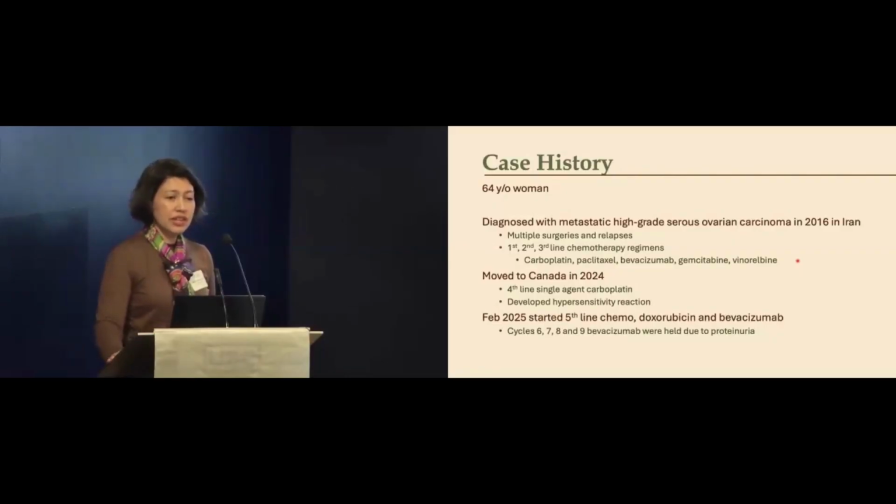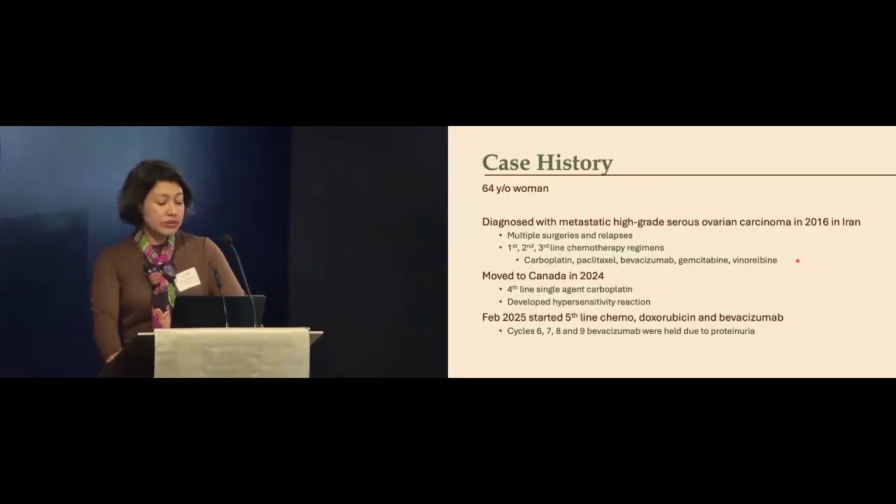But unfortunately, that had to be discontinued due to a hypersensitivity reaction. So in February of this year, she started 5th line chemotherapy that included doxorubicin as well as bevacizumab. Prior to biopsy, cycles 6 through 9 were held due to the slow rise in proteinuria.